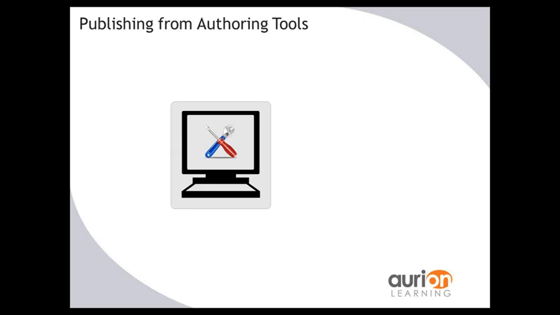When it comes to publishing from authoring tools, there are three main ways in which your final contents can be viewed. And these are, first and foremost, they can be published out for use on websites.